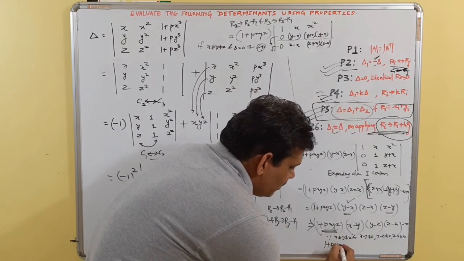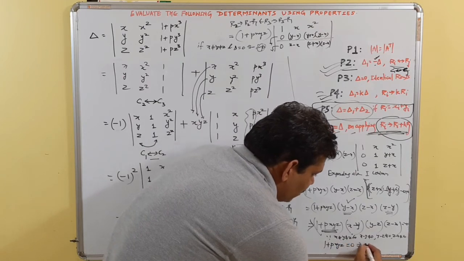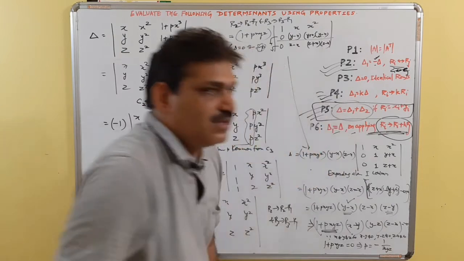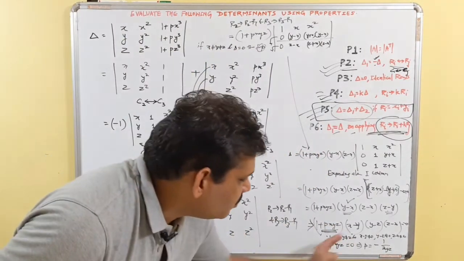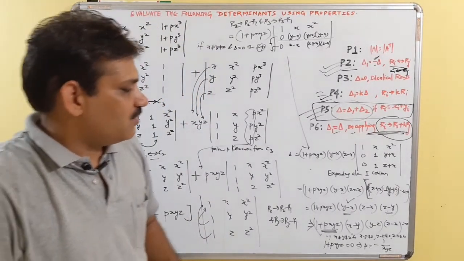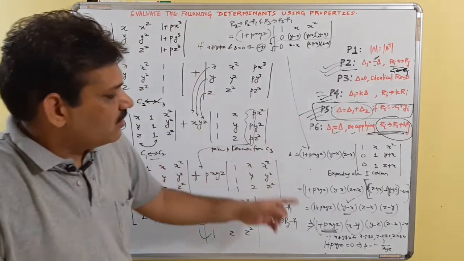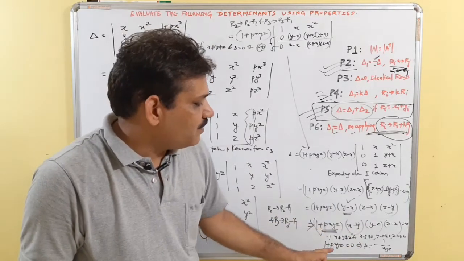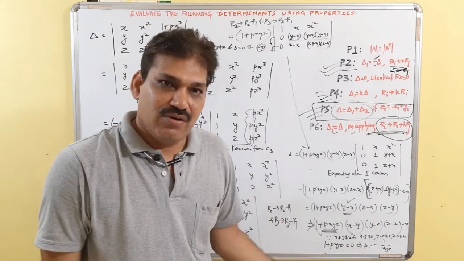So to make the product 0, it is necessary that 1 plus pxyz is equal to 0. That gives us p is equal to minus 1 upon xyz. Pxyz is equal to minus 1, so p is equal to minus 1 upon xyz. Sometimes it can be asked to find the value of xyz. Then xyz is equal to minus 1 upon p. Or prove that pxyz is equal to minus 1. That can also be proved.